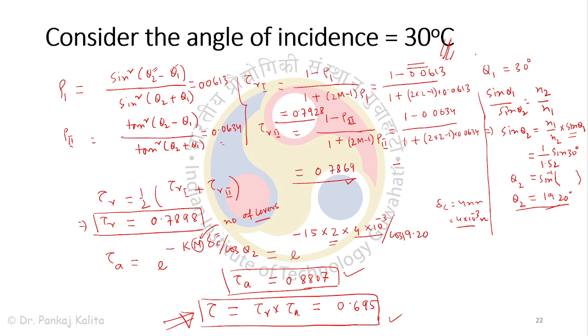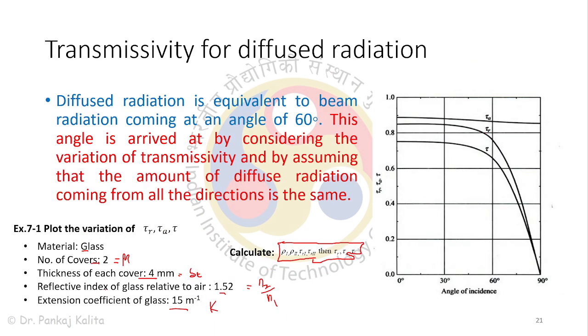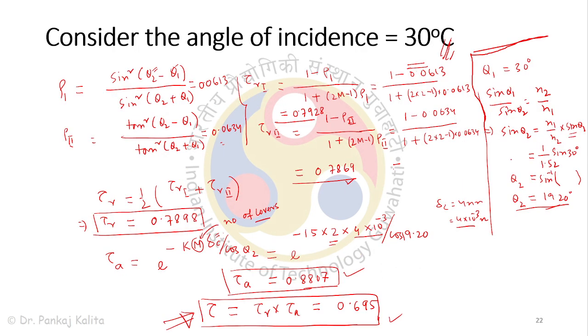So first, what we can do is, we know the theta 1 angle. Say we are going for this 30 degree. If we know Snell's formula, n2 by n1 equal to sine theta 1 by sine theta 2, we know the n2 by n1 value and theta 1 value, so we can calculate theta 2. This will come to be 19.20 degree. Now we know theta 1 and theta 2.